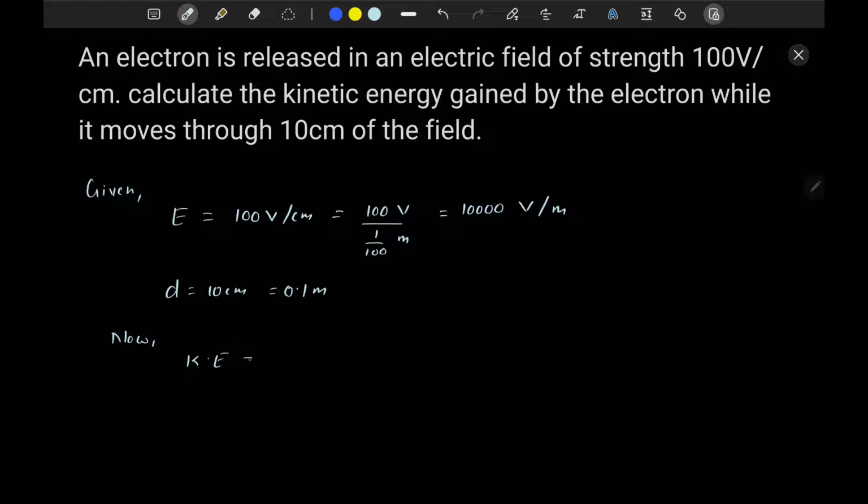So when an electron is released in an electric field, the kinetic energy developed in the electron will be equal to the potential energy provided by the electric field, which is equal to charge into potential. The charge of electron is e and the potential is electric field into distance. So this comes 1.6 into 10 power minus 19, electric field 10,000 and distance 0.1. This is equal to 1.6 into 10 power minus 16 joule.